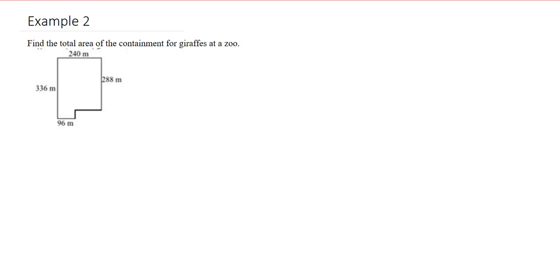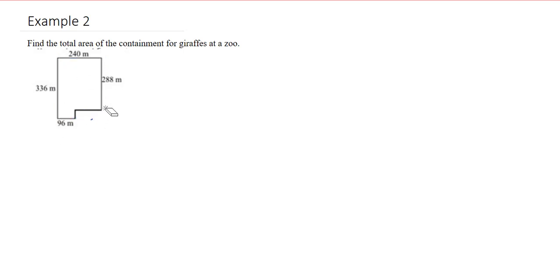Example 2, find the total area of containment for the giraffes at a zoo. So you can see we have a weird shape here. It kind of looks like a full rectangle, but it's not. This little part is missing, right here. So what we could do is find the full area and then subtract this part. If we were to say this was the full rectangle, we would find the whole area of that and then just subtract this small little part.